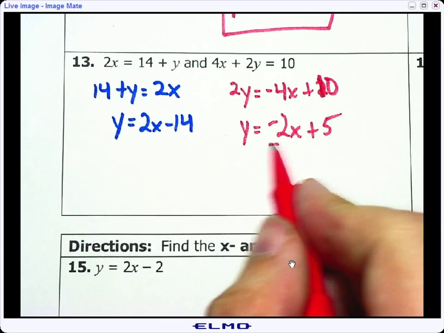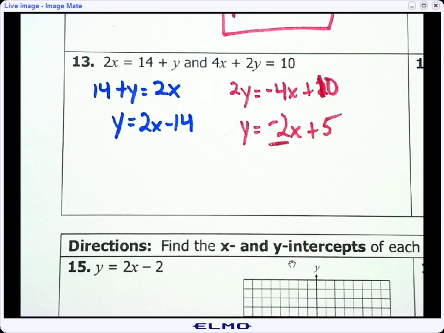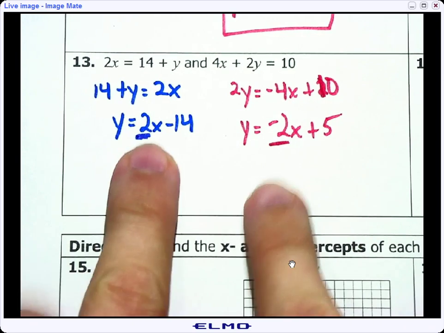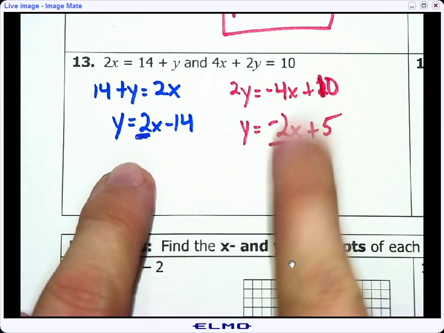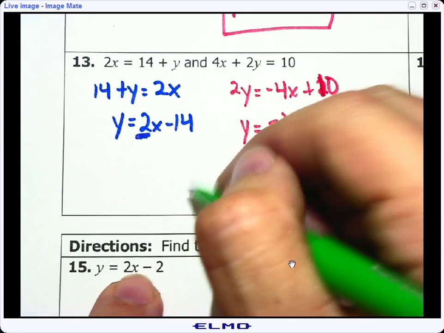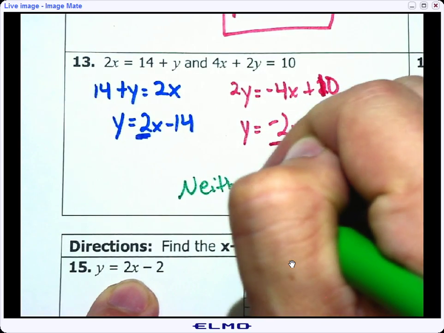The slope of this line is negative 2. The slope of this line is positive 2. Well, they're not the same, and they're not opposite and flipped. So they're not parallel, they're not perpendicular. It's neither.